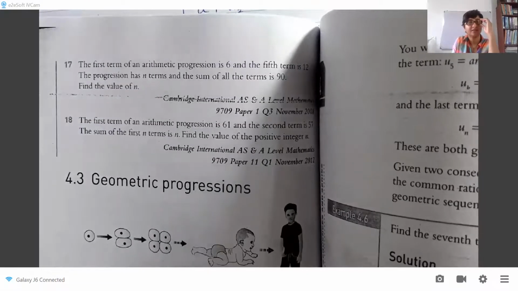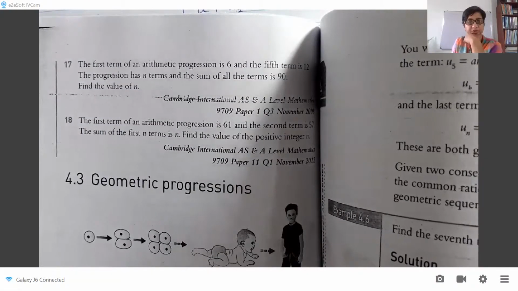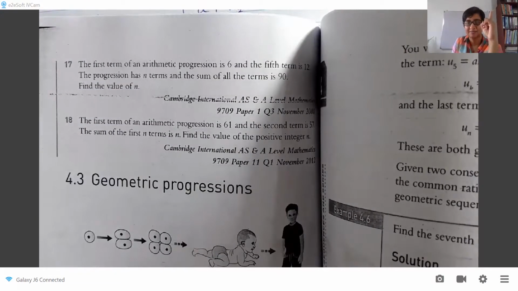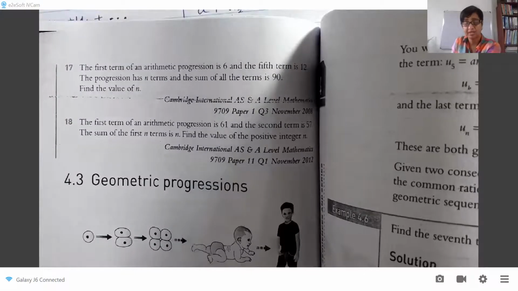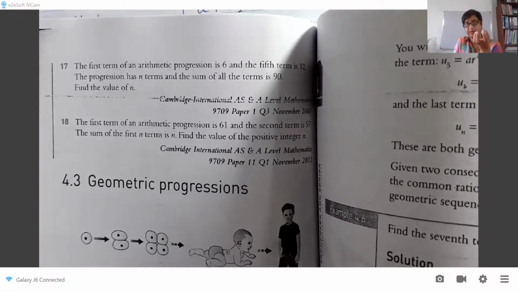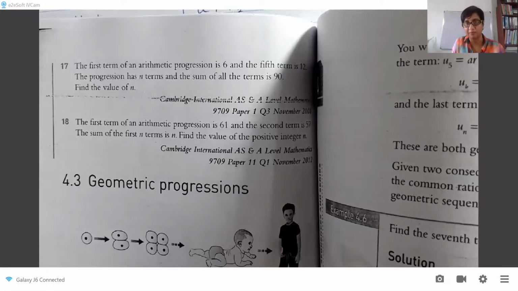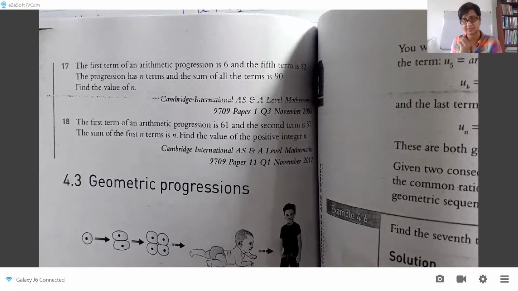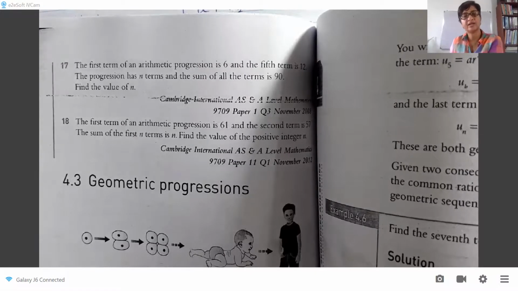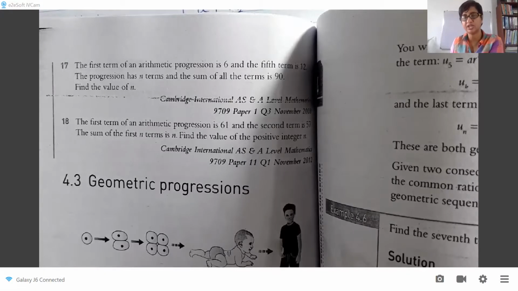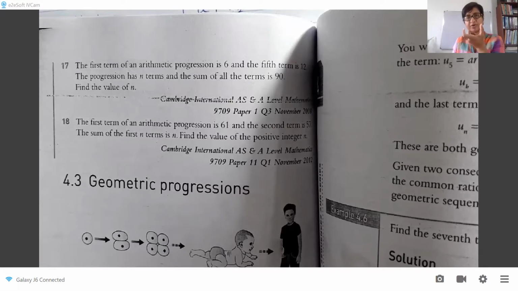Number 17. The first term of an arithmetic progression is 6. So you can say A equals 6. That's what they have given. It's important that you write down the information given in symbolic form. So A is equal to 6. And fifth term is 12. How do you write that symbolically? U5 is equal to 12.